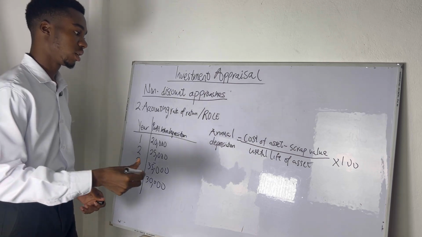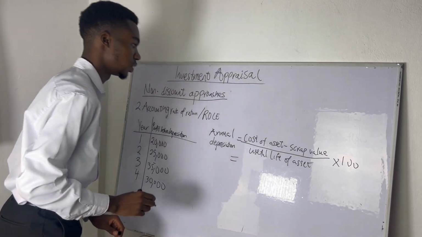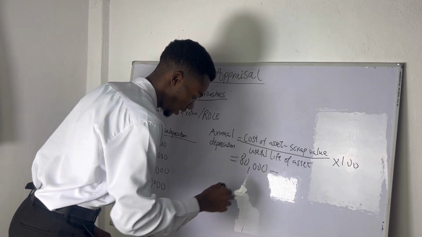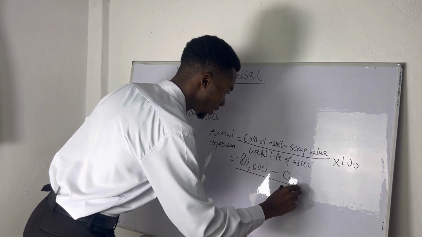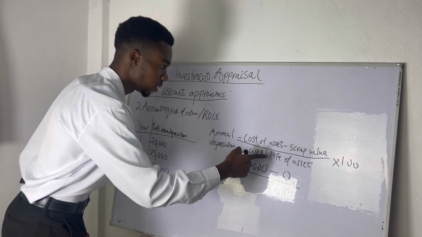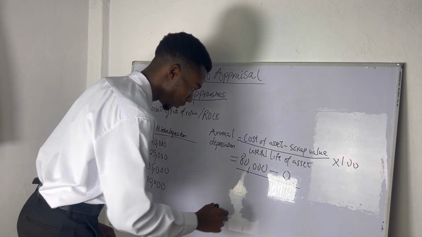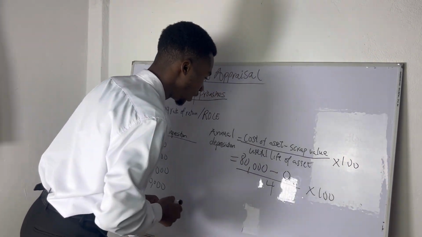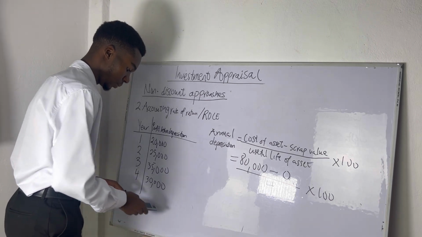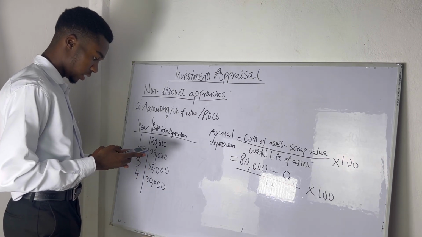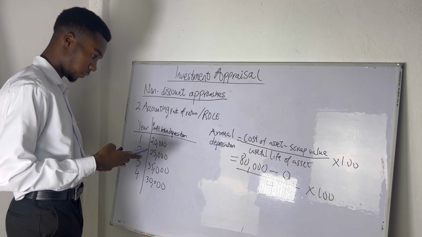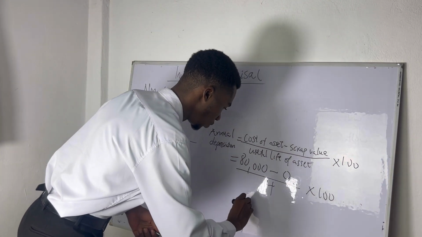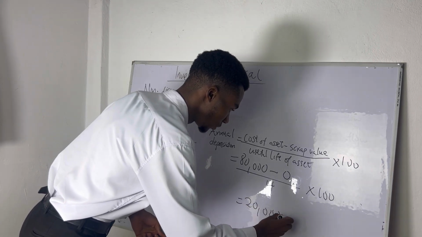So let's input the values and see what we get for the annual depreciation. The cost of the assets is 80,000 cedis minus the scrap value, which is 0, because the question said there's no scrap value. Over the useful life of the assets, it says the assets will last for 4 years, so it's going to be 4 times 100. So let's do it on the calculator and see what we get. So we have 80,000 cedis minus 0 over 4. We're getting 20,000 cedis.